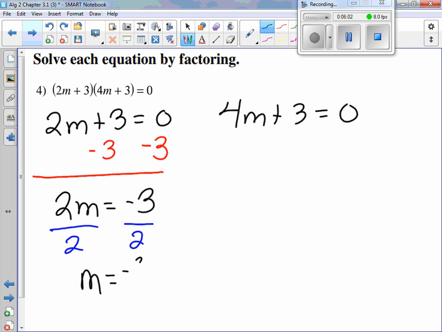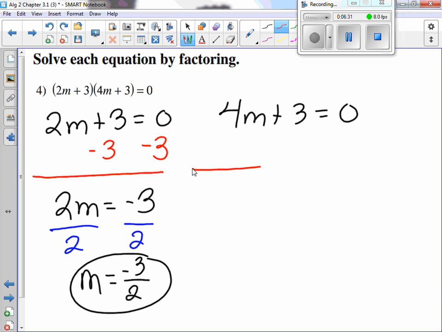M is equal to negative 3 halves. And that's it. Now, luckily, Big Ideas Math should be able to determine the difference between negative 3 halves, negative 1.5, and negative 1.5, because those all three are the same answer. So on a test, I will take any one of those three. Any one of those three will work just fine. Okay.